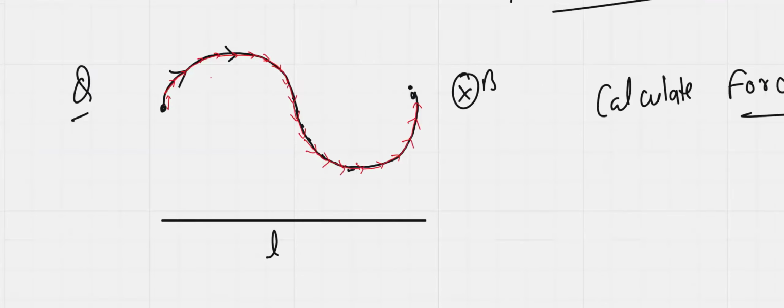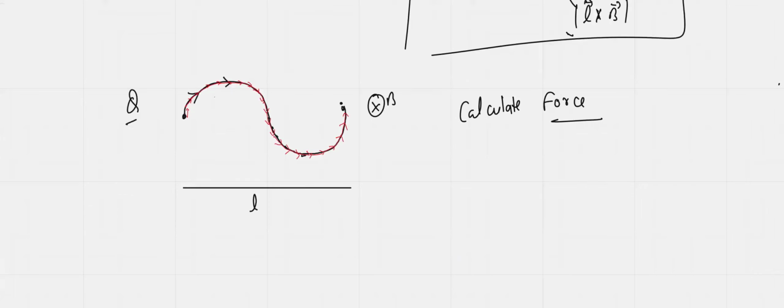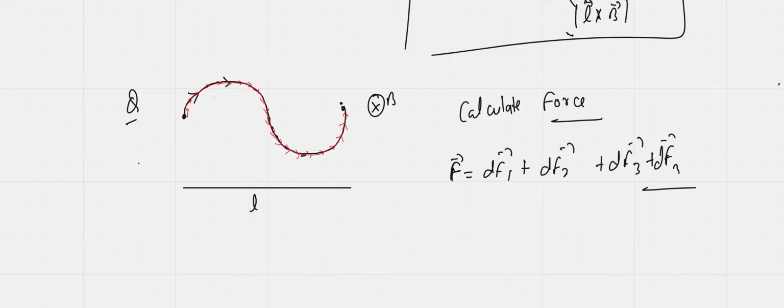This kind of thing you are going to do. So what will be the force? Force F is going to be F1, this is F1, right? dL1, basically. dL, the small. Okay, it can be written as dF1 plus dF2 plus dF3 plus dF4. Okay, makes sense.